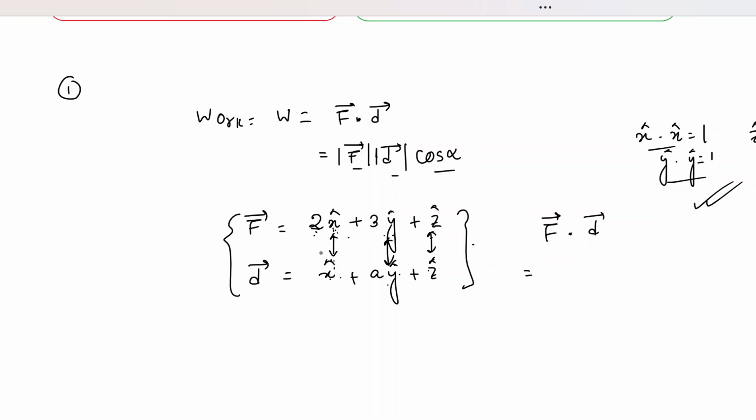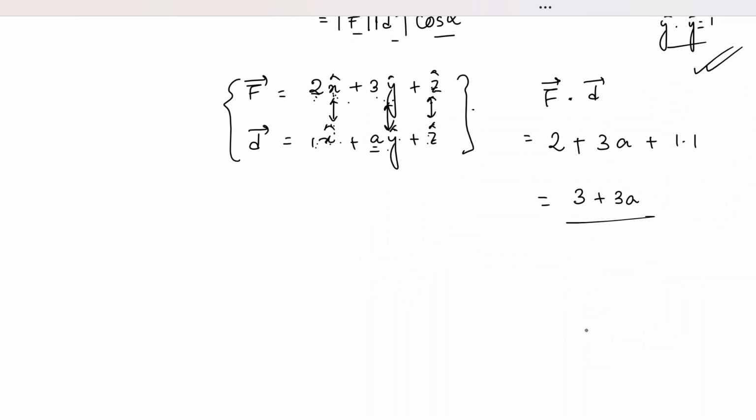So we'll just take 2 into 1, which is 2, right? Similarly, the plus sign is there because there is a plus sign. And then you have 3 into a, because this component is unknown, this component is a coefficient. And then 1 into 1, which is basically 1. So what you got is 3 plus 3a from the vector dot product of force and displacement.